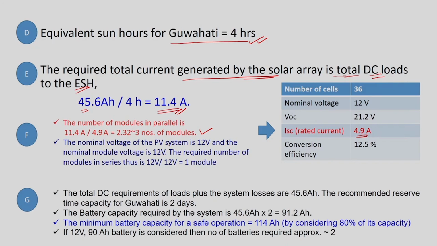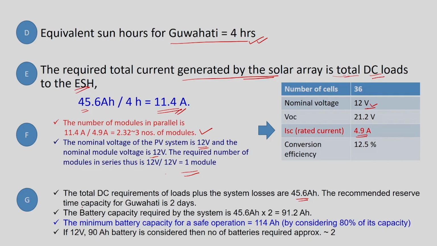The nominal voltage of the PV system is 12 volt and the nominal voltage of the module is also 12 volt. So the required number of modules to be connected in series is 12 volt by 12 volt, which is equal to 1 module. The total DC requirement for load plus the system losses is 45.6 ampere hour.